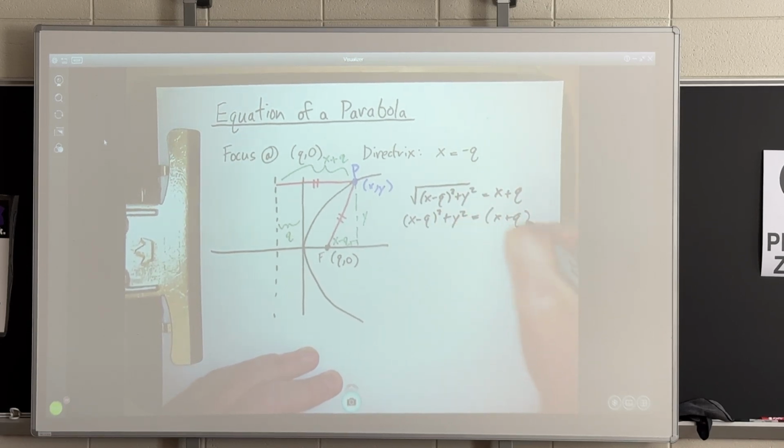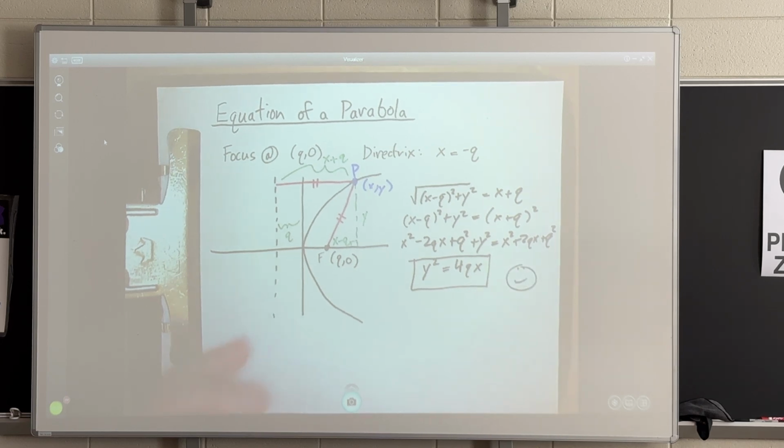This is hard or not hard, depending on who you are. So let me just focus for a minute so I don't make any mistakes with my Sharpie. Many things cancel, and we end up with y squared equals 4qx. Put a box around it, and this is now our formula.